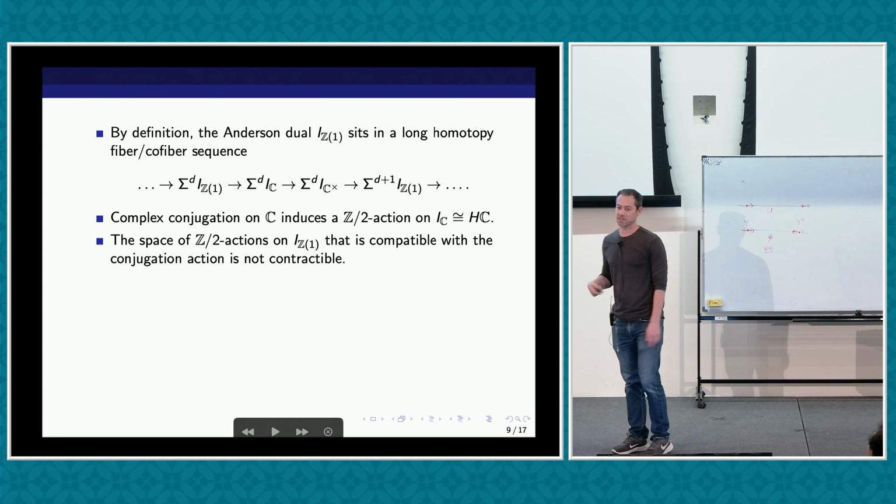Let me state the theorem, and then I'll explain how to prove at least the middle one. So all of these spaces are isomorphic in the homotopy category of spaces.